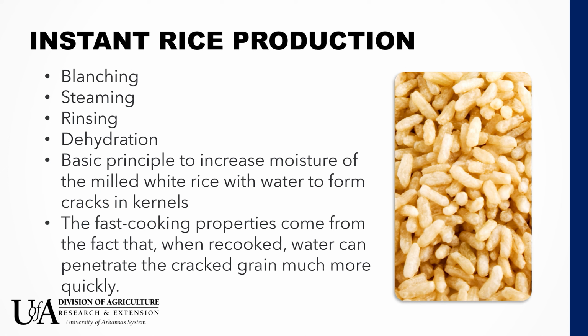Rinsing it to remove any starch that has leaked out of it that would cause any stickiness, and then take it through a dehydration process if it's going to be a dehydrated product. Now, the basic principle is to increase the moisture of the milled white rice with water to form cracks within the kernels. And then once those cracks have been formed, it enables the faster cooking of that rice kernel when it goes through the microwaves.